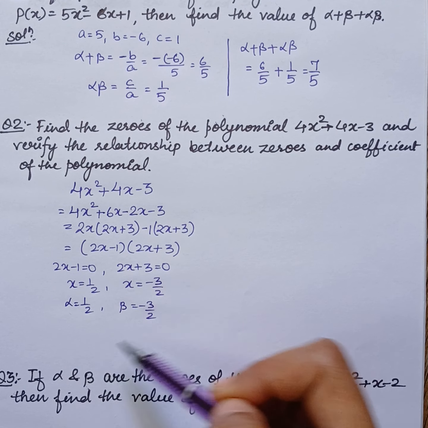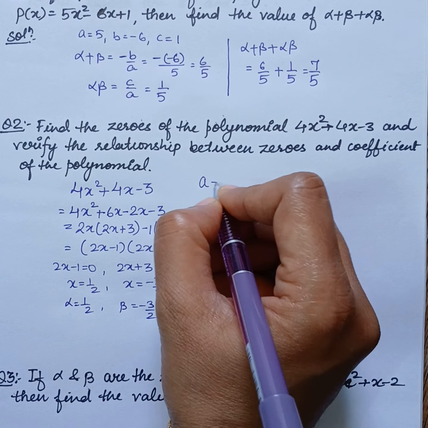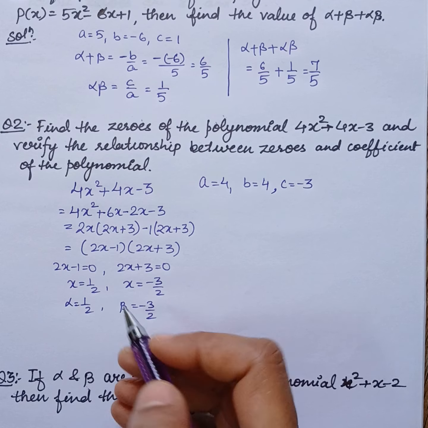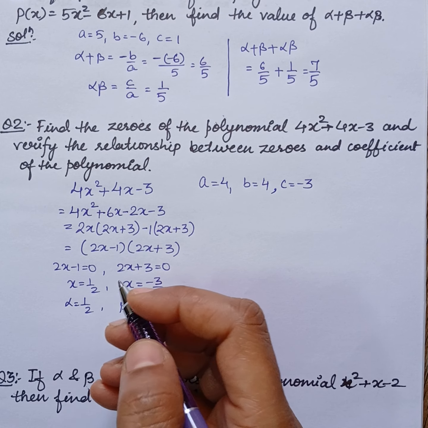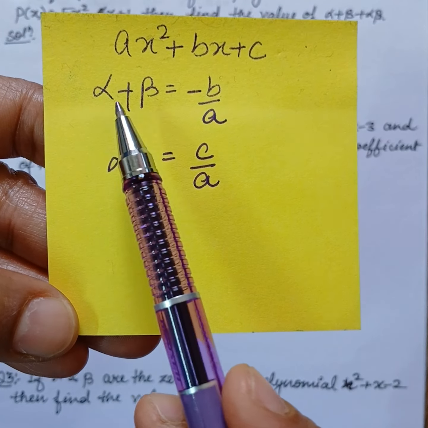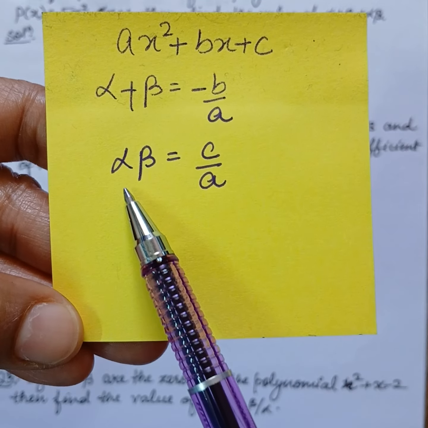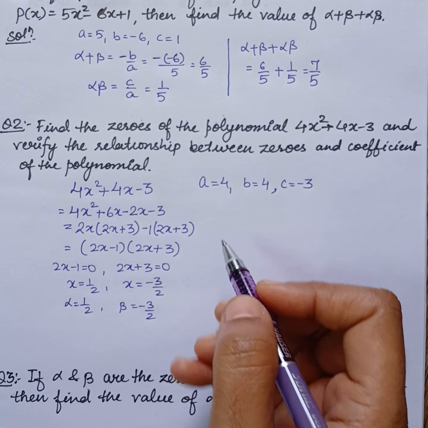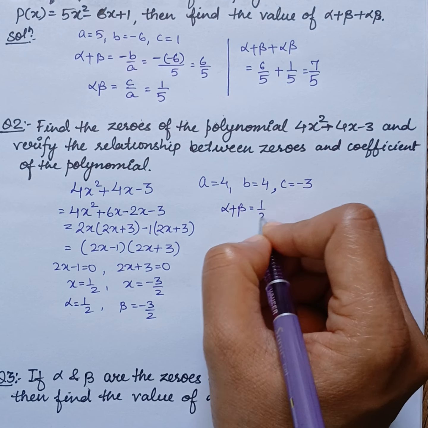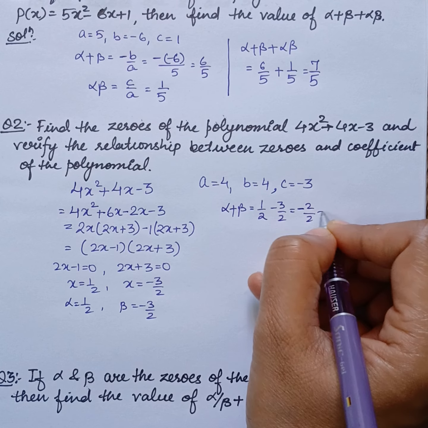Now we have to find the relationship between the zeros and the coefficients. Coefficients means this a, b, c. What is a? a is 4, b is 4 and c is −3. And we already know the relationship between the zeros and the coefficients: alpha + beta is equal to −b/a. So we need to prove that alpha + beta is −b/a and alpha into beta is c/a. First of all, let us find alpha + beta. What is alpha + beta? 1/2 − 3/2, which is equal to −2/2, equal to −1.